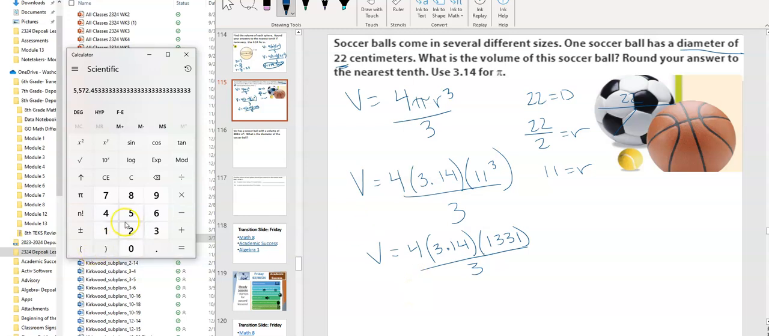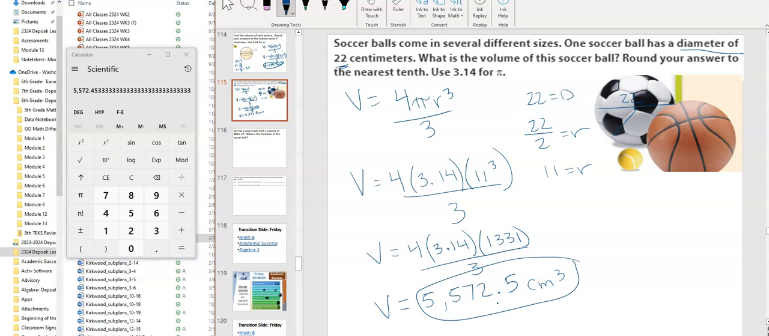Oh, we're using centimeters, yeah. Okay, so we're going to say that this volume is 5,572.5 centimeters cubed. That is going to be the volume of this soccer ball right here. Okay. Same type of stuff we've been doing. Remember, your diameter is really double your radius. So if I cut my diameter in half, I get my radius.